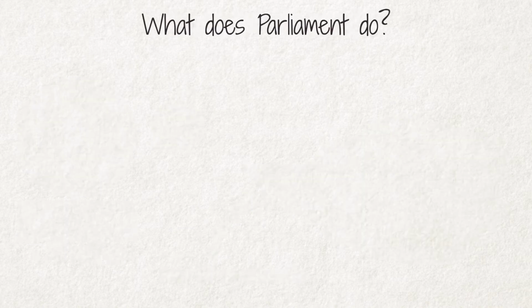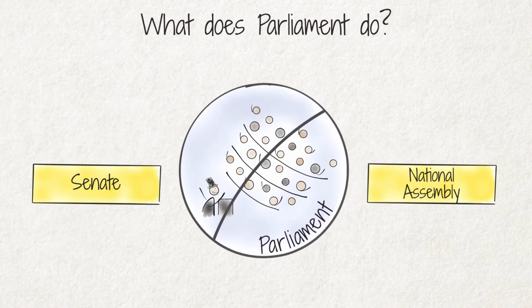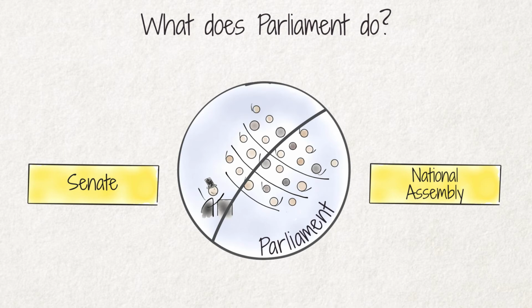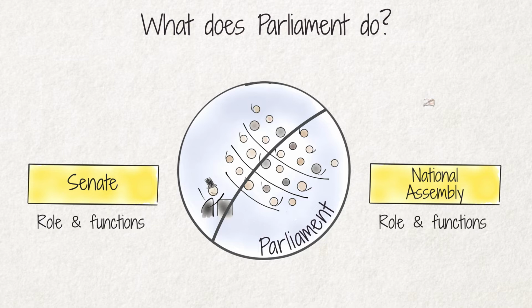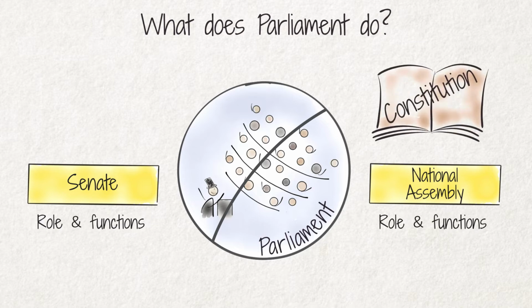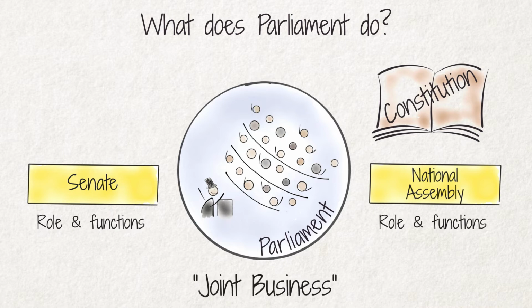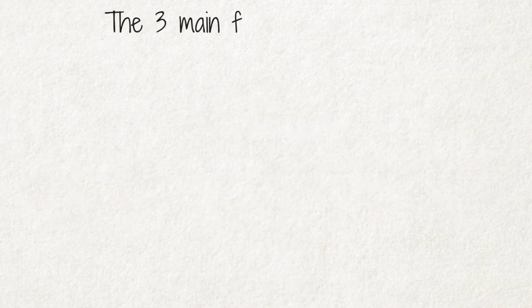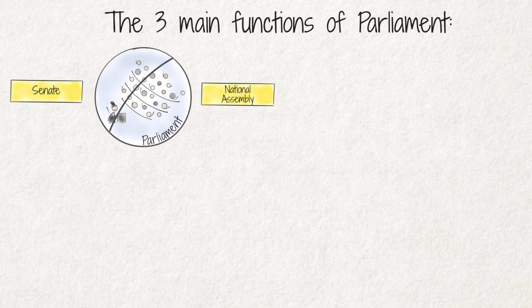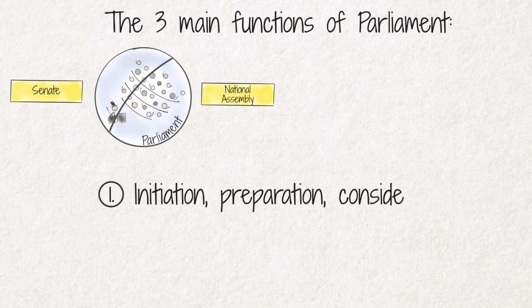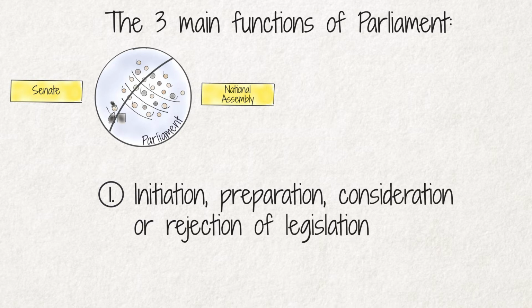Now that we know what Parliament is, let's talk about what Parliament does. Each house has its own distinct role and functions as set out in the Constitution. However, there are also many instances when the two houses act together to conduct joint business. To simplify, we are referring to both houses of Parliament here. They have 3 main functions or areas of jurisdiction. These are: 1. To initiate, prepare, consider, or reject any legislation.